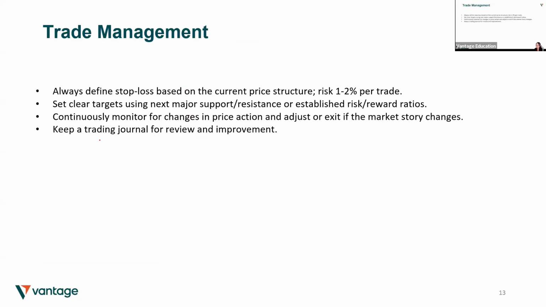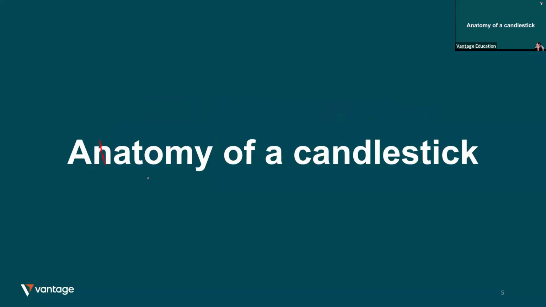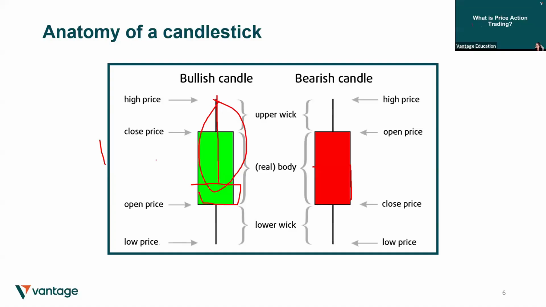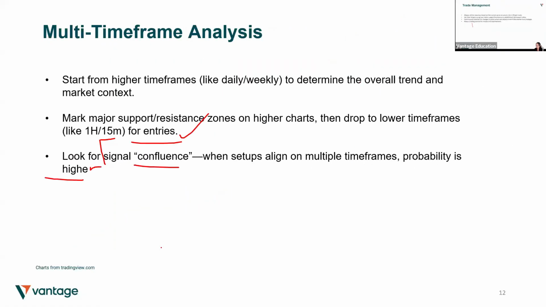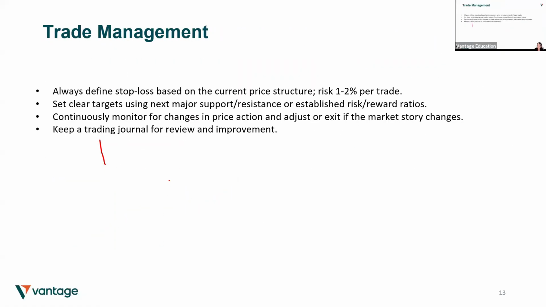Now, the last slide, I'm going to talk about trade management. Always define your stop loss based on the current price structure. Risk could be 1 to 2% risk per trade. Okay, this one has to be.